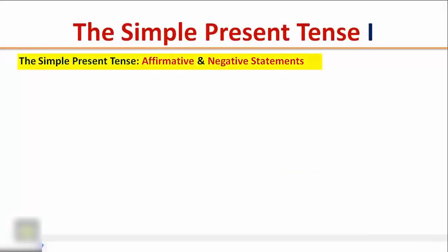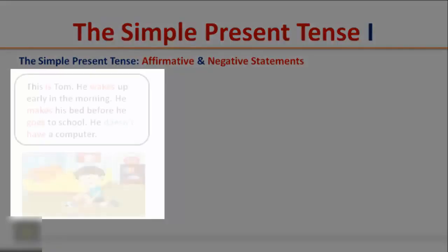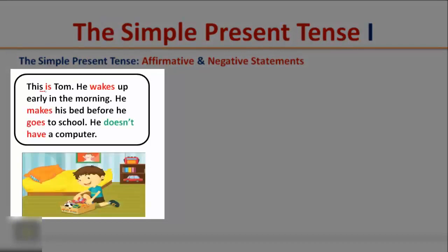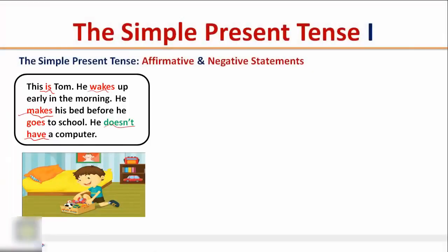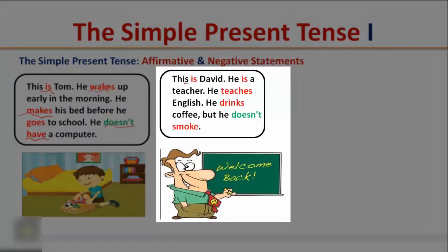The simple present tense, affirmative and negative statements. Look at the following pictures and pay attention to the form of the verb in the texts. This is Tom. He wakes up early in the morning. He makes his bed before he goes to school. He doesn't have a computer. This is David. He is a teacher. He teaches English. He drinks coffee, but he doesn't smoke.